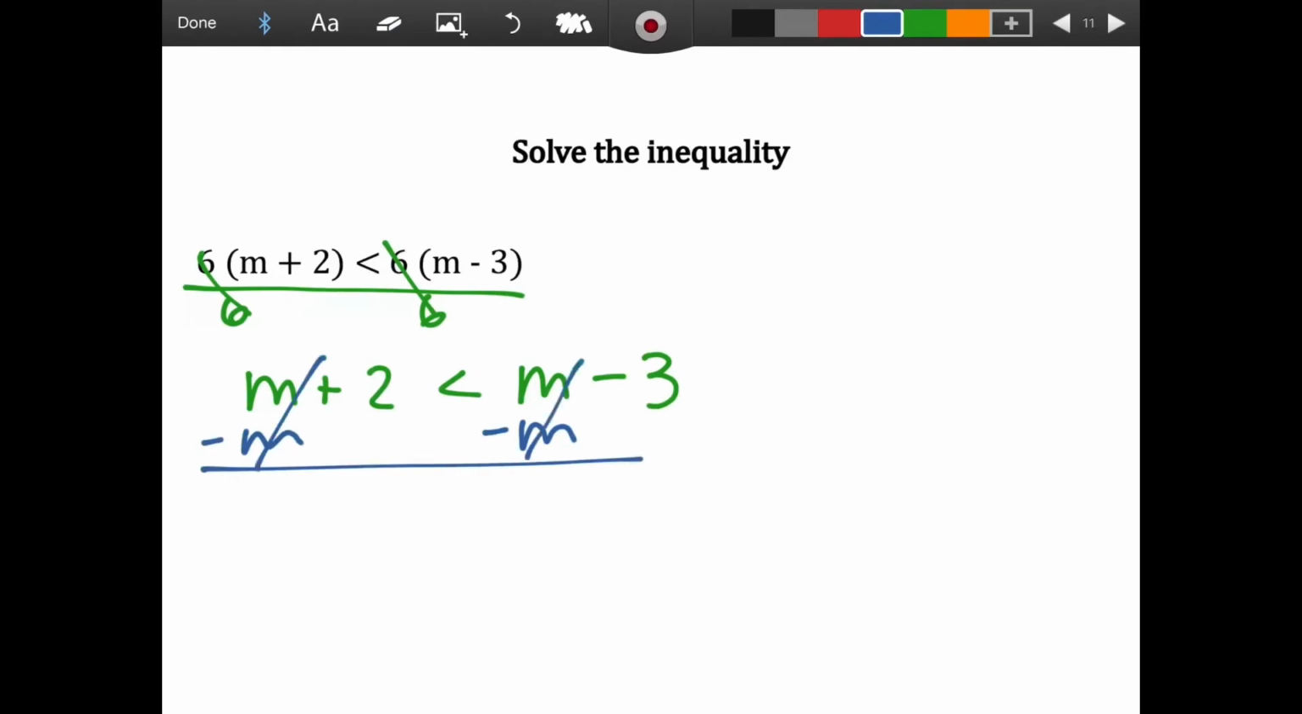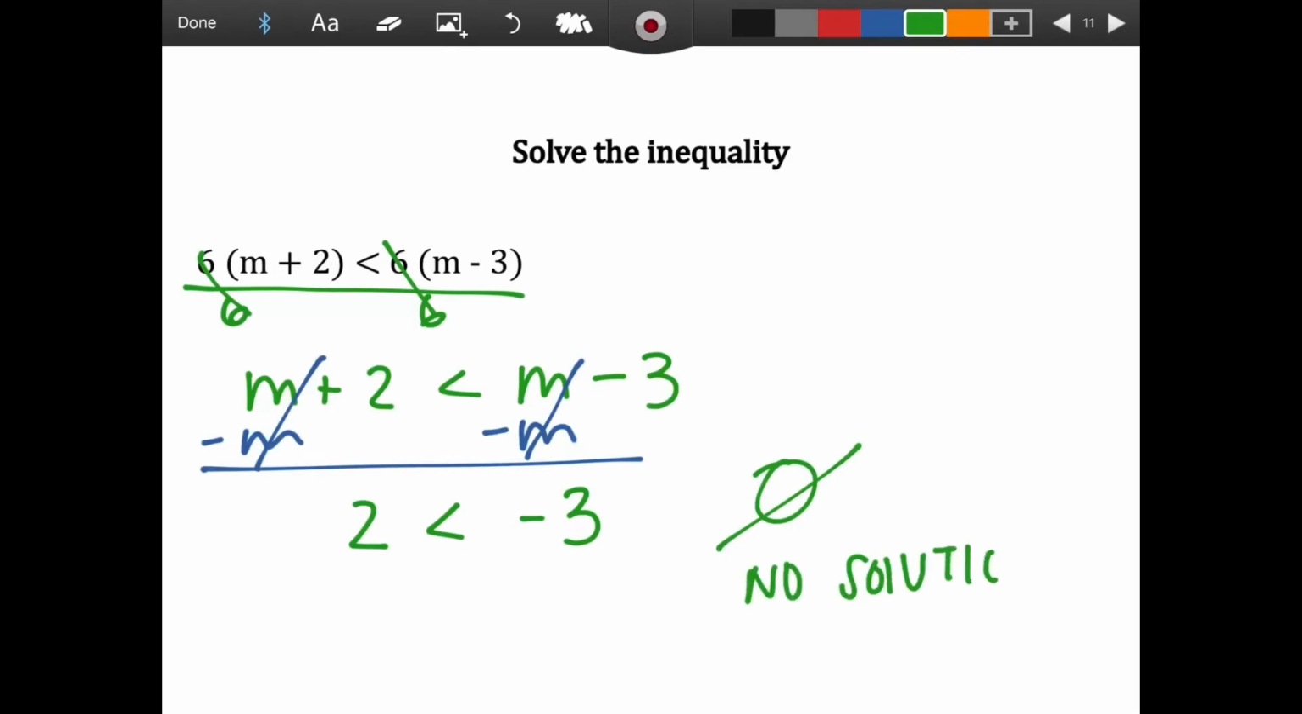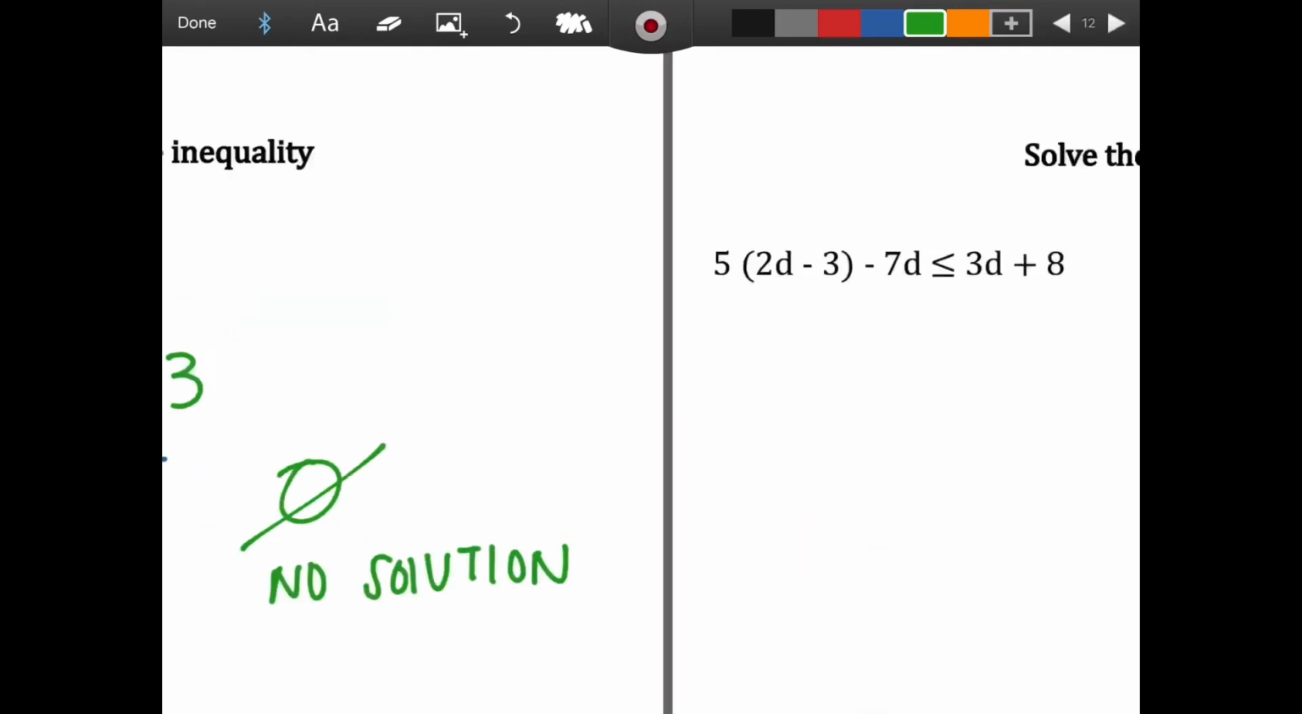Both of these cancel out, and now we're left with 2 is less than negative 3. 2 is not less than negative 3, so that means that this inequality has no solution. So it is possible, just like our equations, it is possible to have no solution when we're talking about inequalities. There is no value that we can plug in for m that will make this inequality true. Let's look at another example.